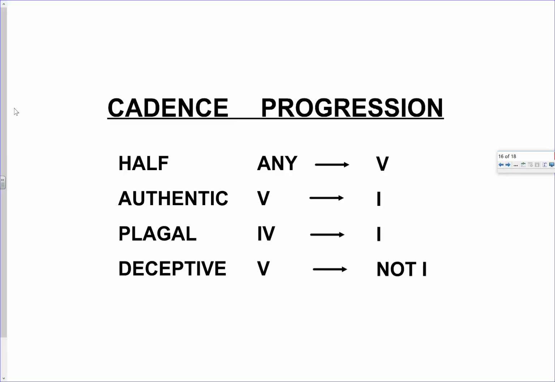So here's a common cadence progression. We have a half cadence where we can start on any chord and go to the 5. Our authentic cadence is 5 to 1, sometimes 7 diminished to 1. Our Plagal cadence is 4 to 1, and our deceptive cadence is 5 to anything but 1.